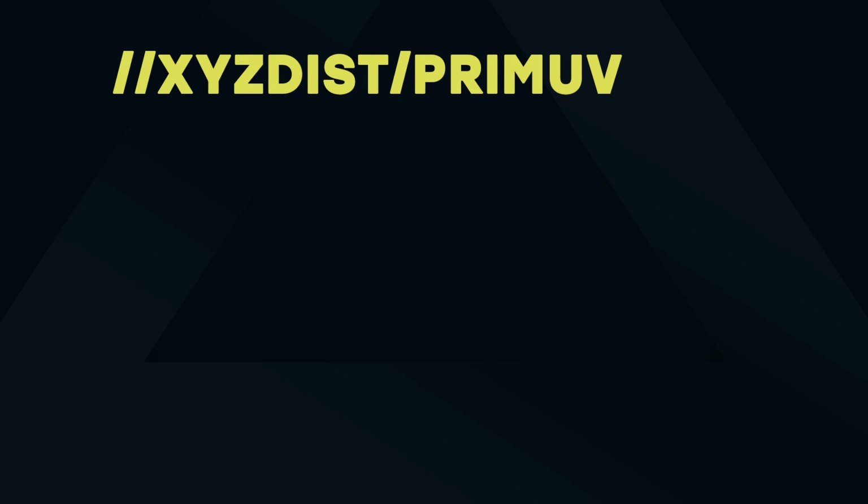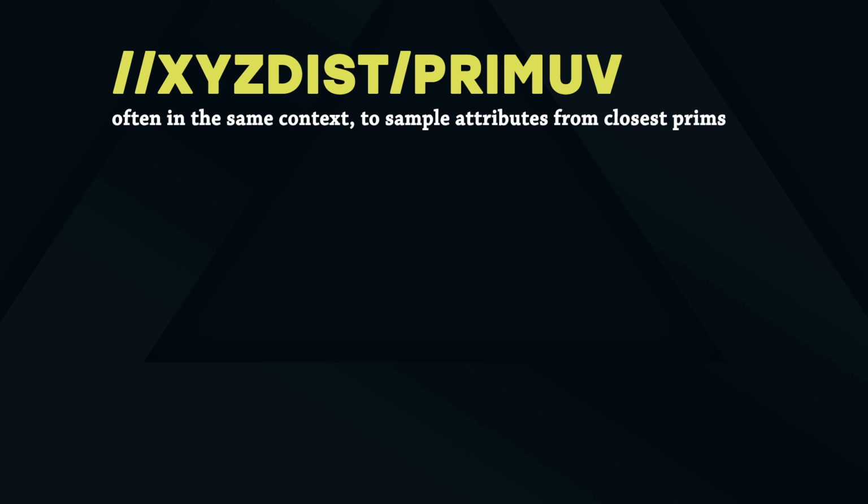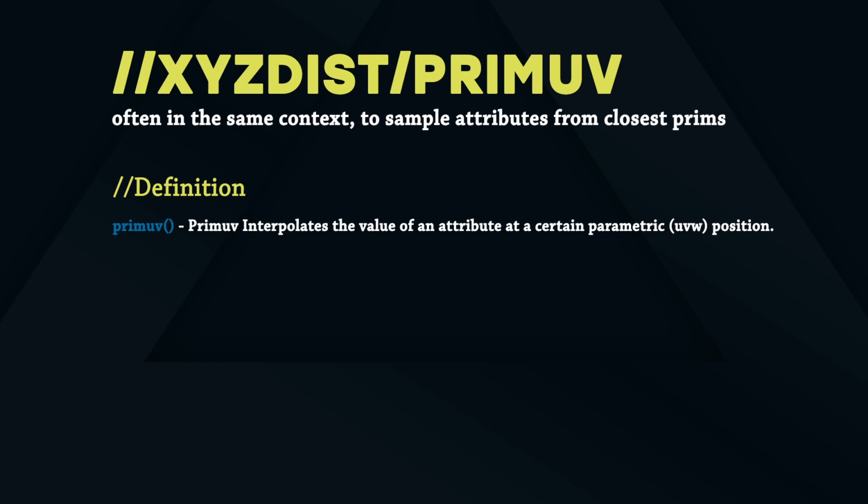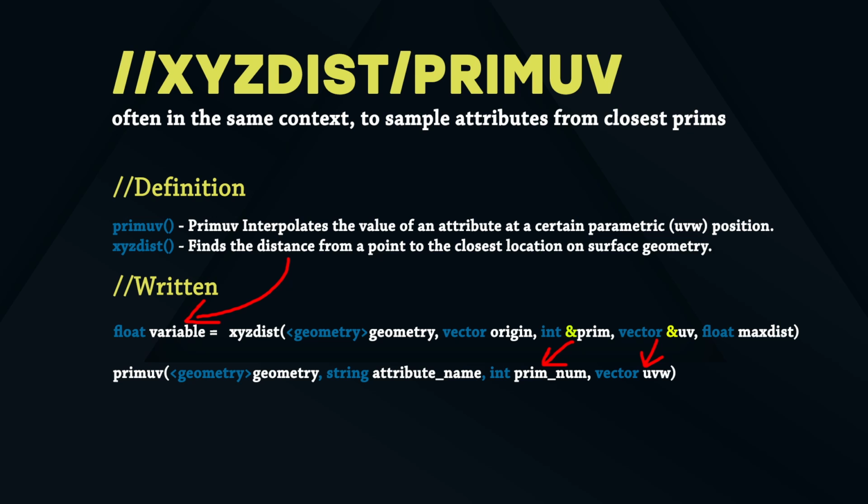Let's talk about two more functions that you will encounter in many scenarios, Primuv and Xyzdist. These two are often mentioned in the same context, since they play together very well. Primuv interpolates the value of an attribute at a certain parametric position. Xyzdist finds the distance from a point to the closest location on a surface geometry. Xyzdist can also output a primitive number and a UV coordinate of the closest primitive to a point, which the Primuv requires as an input to sample attributes from that specific primitive.